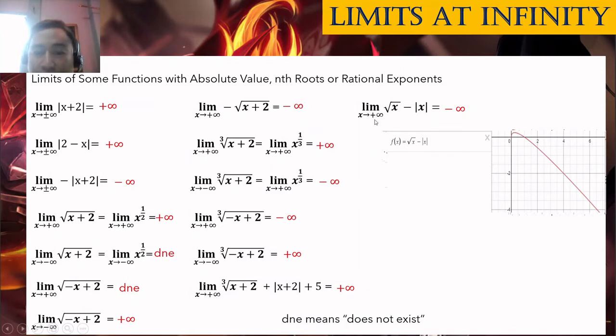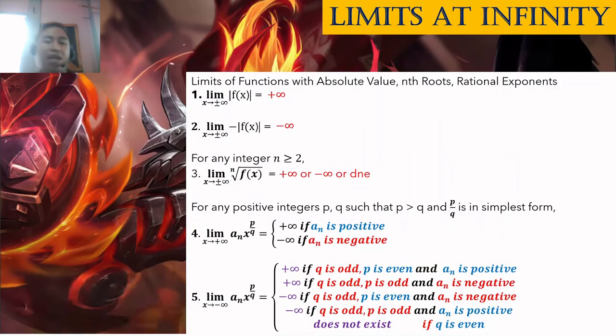So class, this limit goes to negative infinity. As we can see, the graph here does not contain values from the negative part, the negative x. Why? Because there is no negative value inside the square root of x, since if x is negative, class, it becomes an imaginary number, right? So the limit of this function as x approaches negative infinity does not exist. Okay, now next, limits of functions with absolute value, nth roots, and rational exponents.